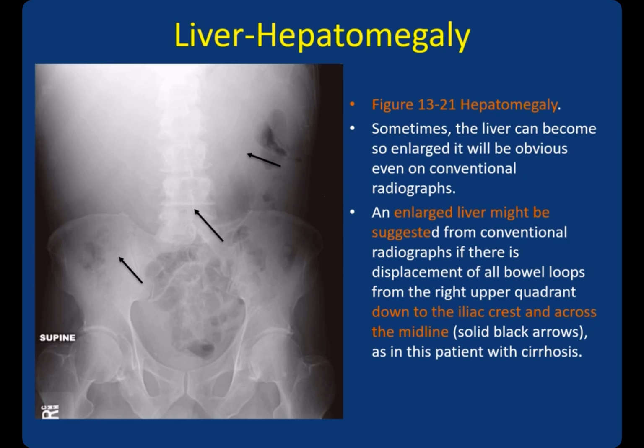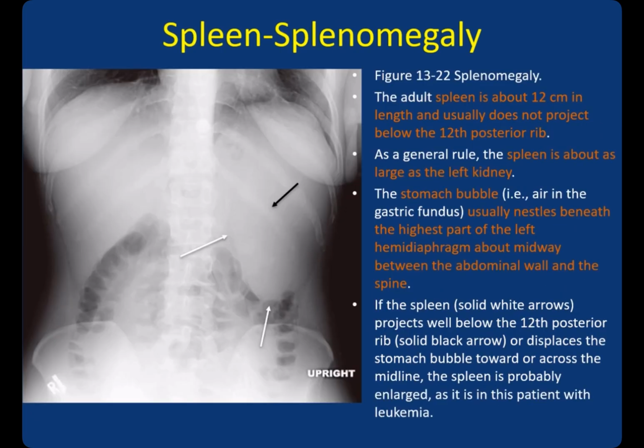An enlarged liver might be suggested from conventional radiographs if there is displacement of all bowel loops from the right upper quadrant down to the iliac crest and across the midline, as in this patient with cirrhosis. If the spleen projects well below the 12th rib posteriorly or displaces the stomach bubble toward or across the midline, the spleen is probably enlarged, as it is in this patient with leukemia.